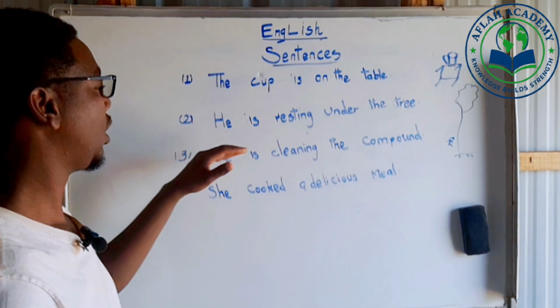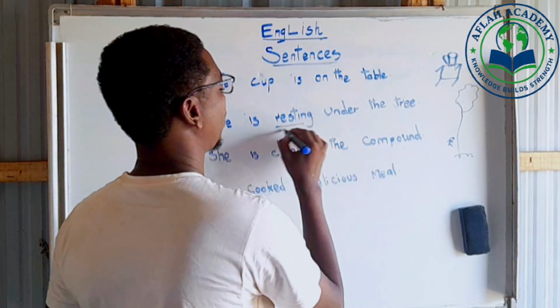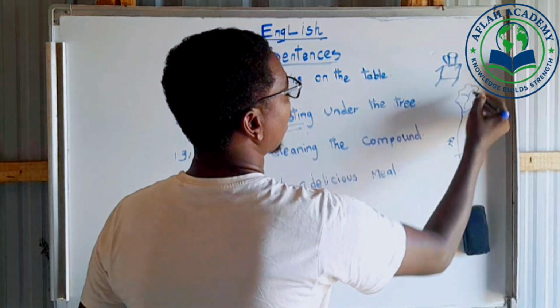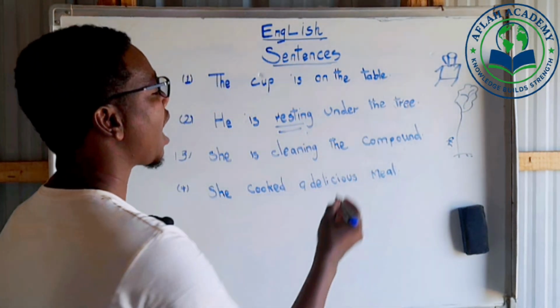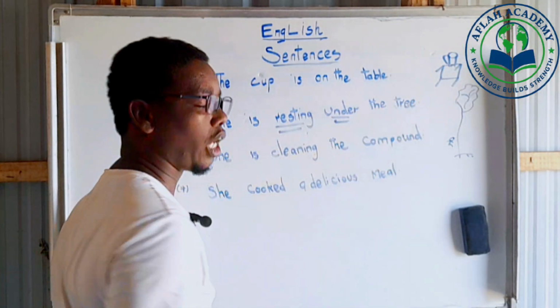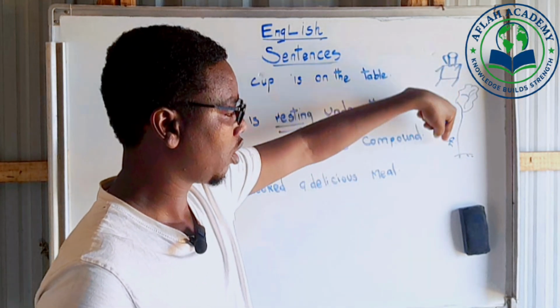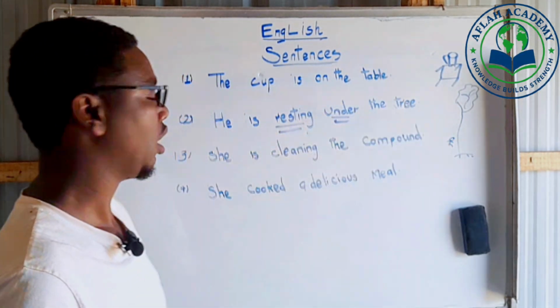Then we say he is resting. Wuxuu ku nasanayaa. He is resting. Wuxuu ku nasanayaa where? Under the tree. Geed hoostiisa ayuu ku nasanayaa. Then we know this is the tree and he is here. Are you seeing this? Yes.